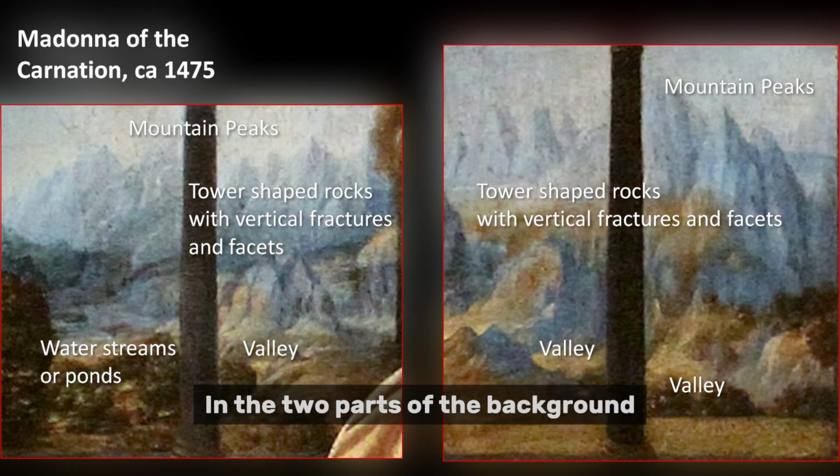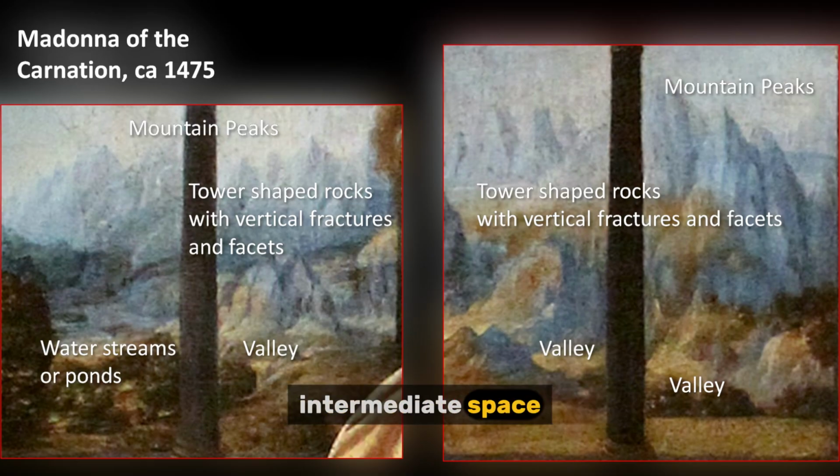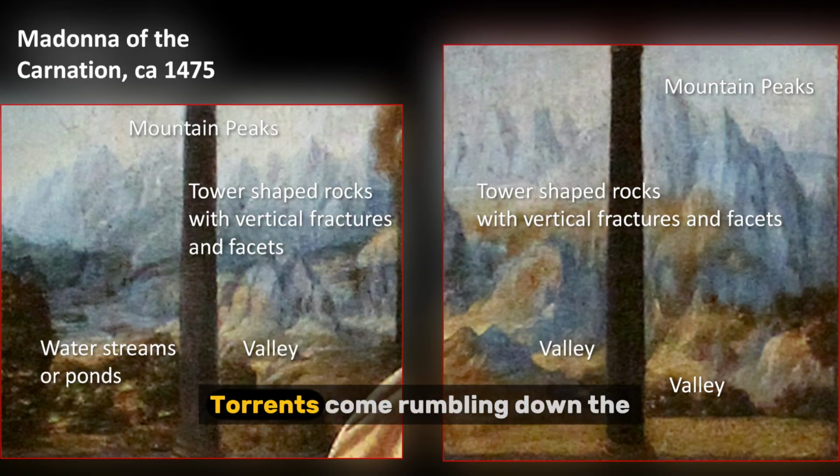In the two parts of the background, Leonardo draws high mountain peaks with steep slopes far in the horizon. Tower-shaped rocks with vertical fractures and facets are centered in the intermediate space, and a valley traverses the whole area from left to right at their foothills. Torrents come rumbling down the mountains into a more peaceful river along the valley, and gentler surfaces and slopes lay on the foreground area just outside the arched windows.